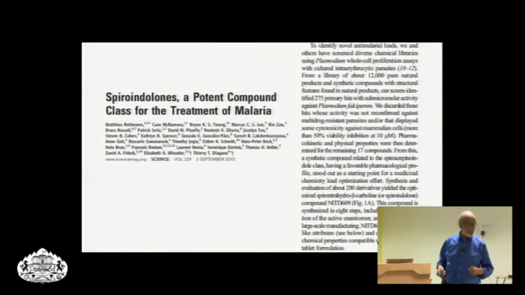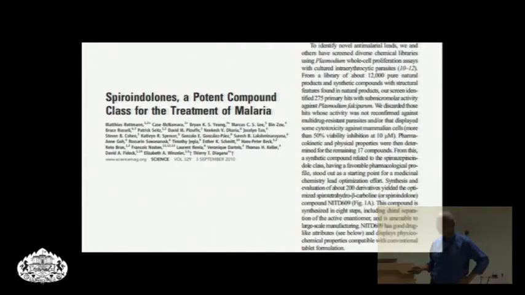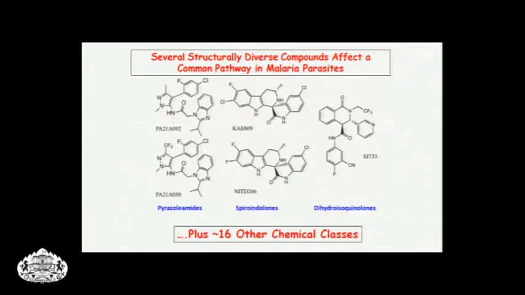Okay, so they found those with this particular structure. I'll show the structure of that. This compound is synthesized in 8 steps, including a chiral separation. The chirality was very important. Only one chiral form actually worked. And it displays physicochemical properties compatible with conventional tablet formulation. In fact, they have formulated it as that.